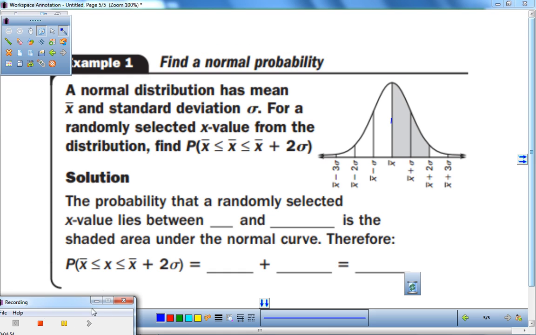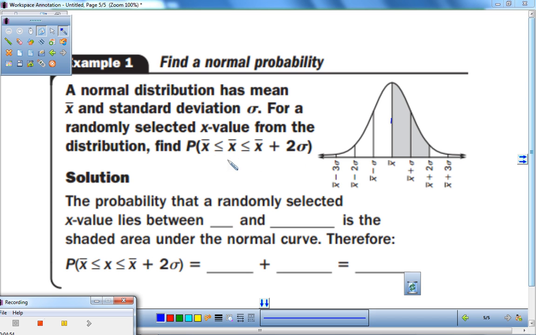Here we're looking at example problem 1. Again, it's talking about normal distribution, so we're talking about this bell curve, which has a mean of x bar. This is the average, x bar, and a standard deviation of sigma, for a randomly selected x value. Later on we'll get into some word problems and examples, but right now we just pick a data point out of this. It asks, what's the probability that the value we pick out is between the mean and 2 standard deviations?